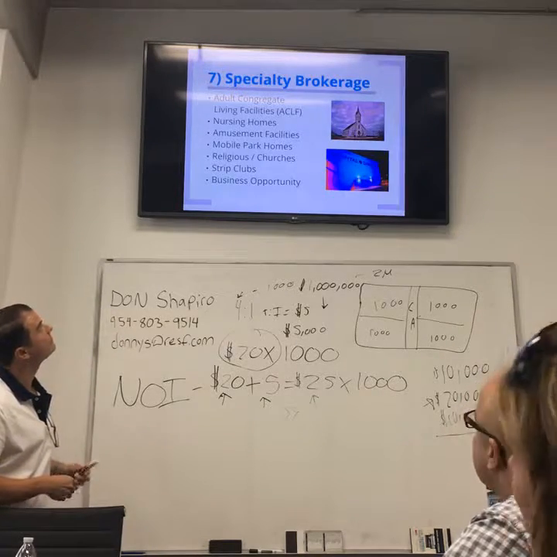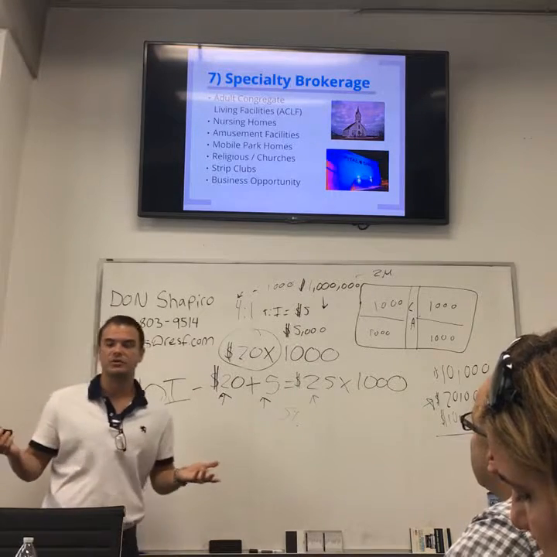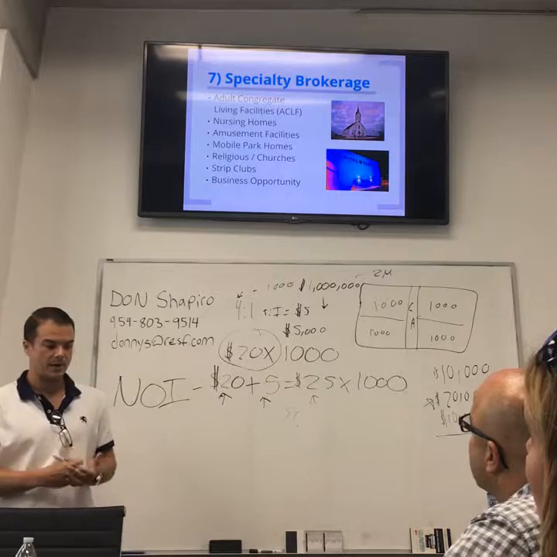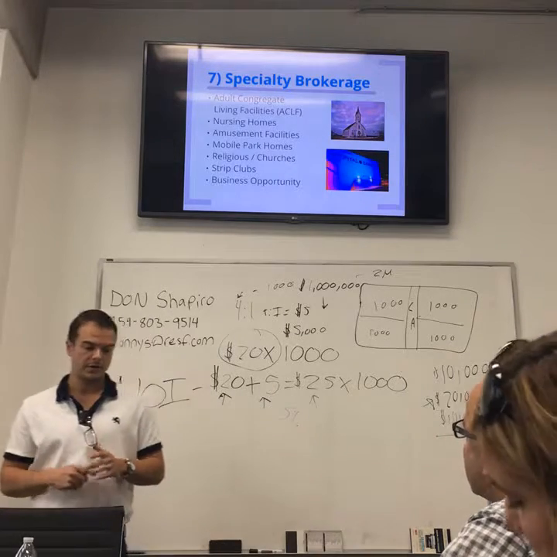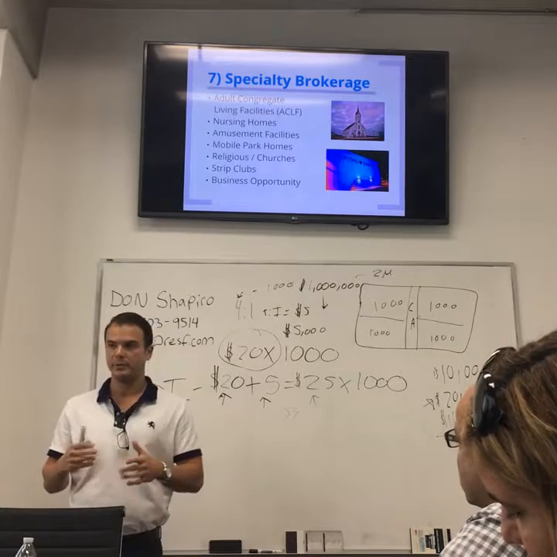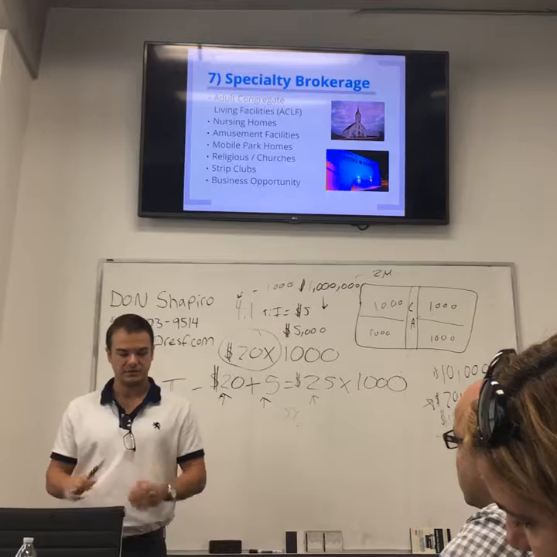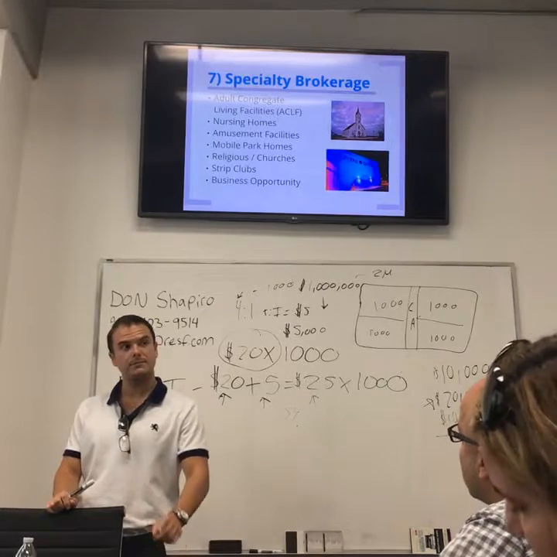Adult congregate living facilities, nursing homes, amusement facilities. We can all sell these. These are commercial real estate where we can help someone buy them. You just need to research the zoning, like I mentioned, and know a little bit about the business. You don't need to be an expert in it, but you have to be resourceful.